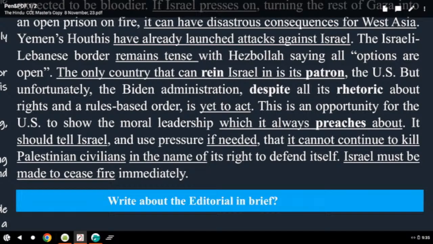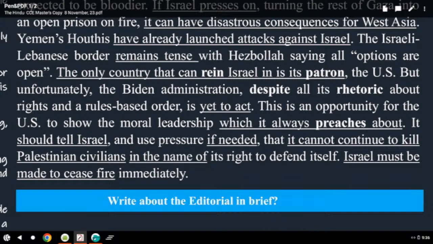But unfortunately, the Biden administration, despite, why despite in bold, of should not be used. All its rhetoric about rights. The US always talks about humanitarian grounds and human rights, violation of human rights. But in spite of all that, despite all its rhetoric about rights and a rules-based order, is yet to act. Yet to act, an important expression. When we ask the question, has the master come? Yet to come. Have you heard of that standard expression? Yet to act. That means they haven't acted yet.